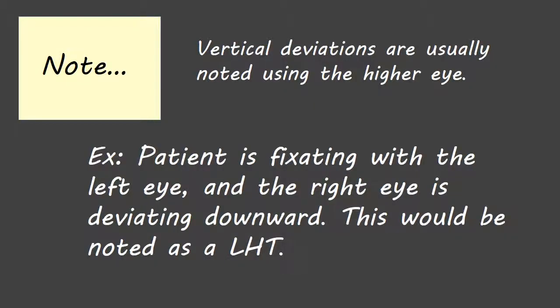Vertical deviations are often noted using the higher eye. For example, if you have a patient whose left eye is looking straight ahead and the right eye is looking downward, that could be called a right hypotropia, but more often it would be noted as a left hypertropia. That's for vertical deviations.